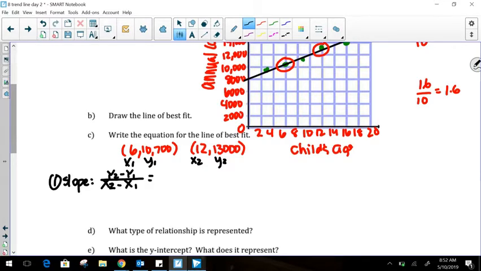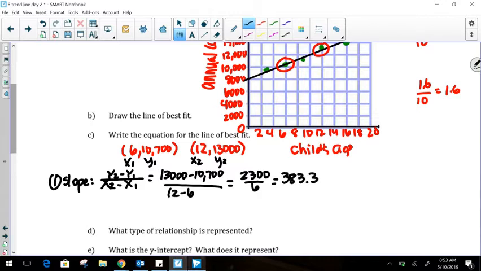All right, so I'm plugging in my slope formula. So hopefully remember that from previous this semester and this year. So 13,000 minus 10,700 over 12 minus 6. All right, so I get 2,300 over 6. Divide that out and let's round that. So I have 383.3. All right, so that's my slope. That's equal to m. Let me just bubble that for now so I don't forget about it.